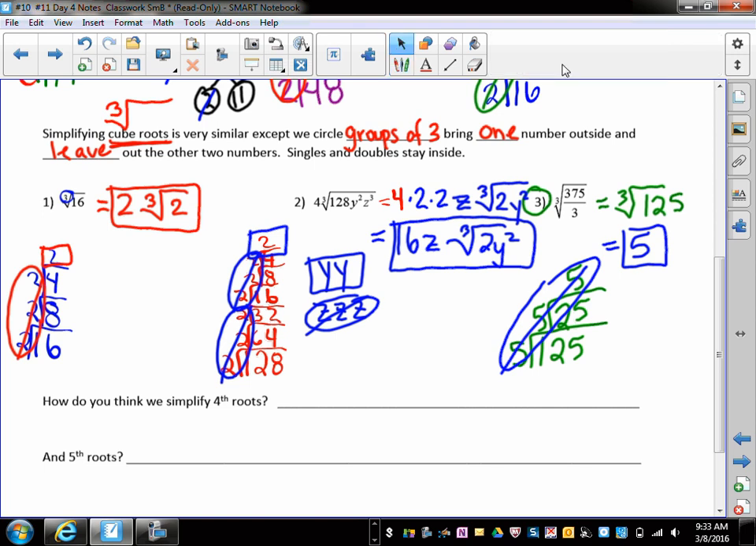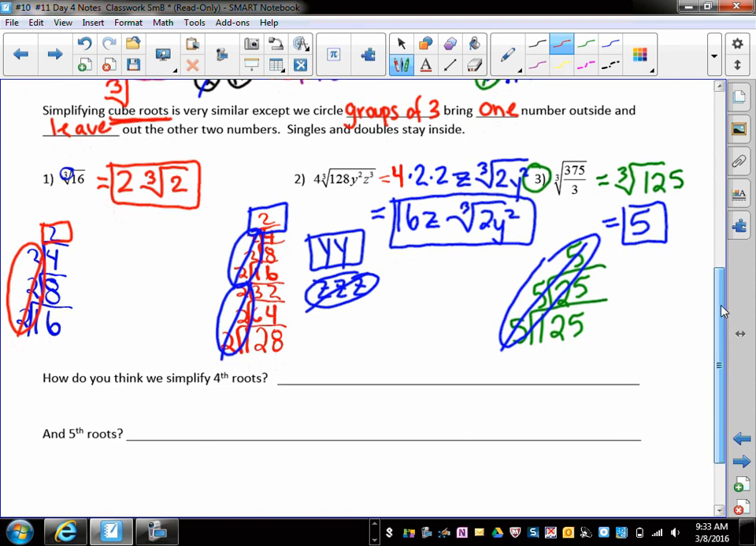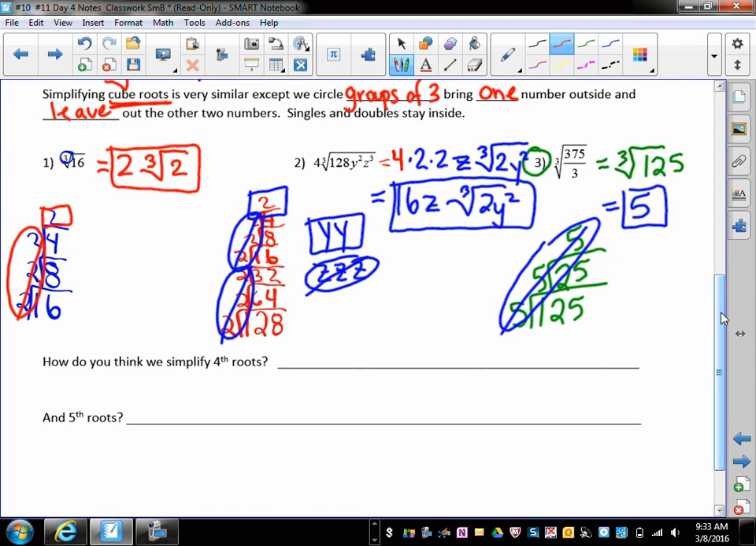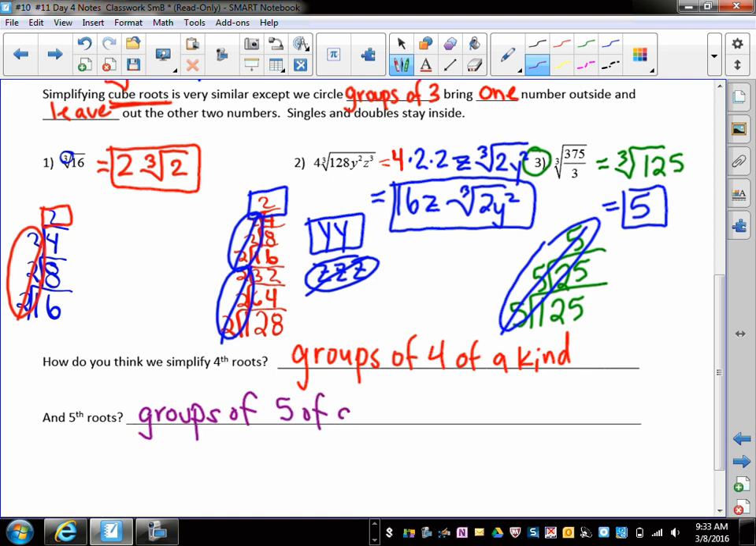Alright, questions on that? Okay, let's fill in that last little piece. Alright, so that was a cube root, index of 3. How do you think we simplify 4th roots? Instead of having groups of 2 or groups of 3, what do you think we need? Yes, groups of 4. Groups of 4 of a kind. What about 5th roots? Groups of 5. Groups of 5 of a kind. So make sure you pay attention to the index to let you know how many of a kind you need to pull out.